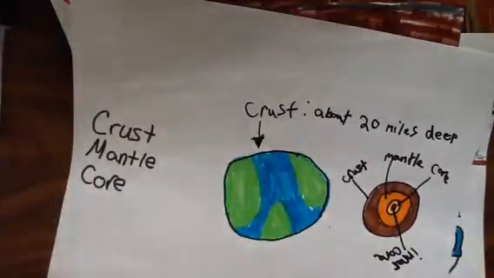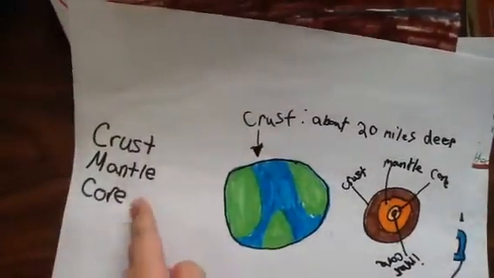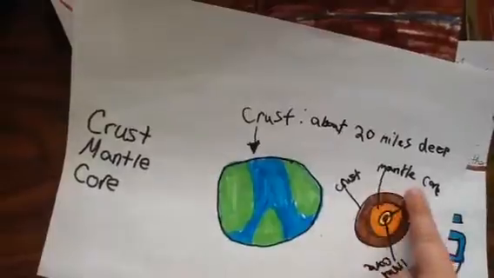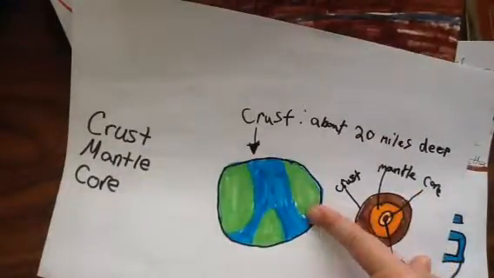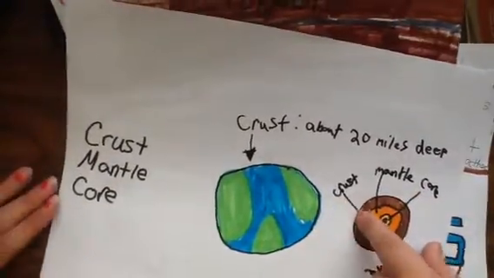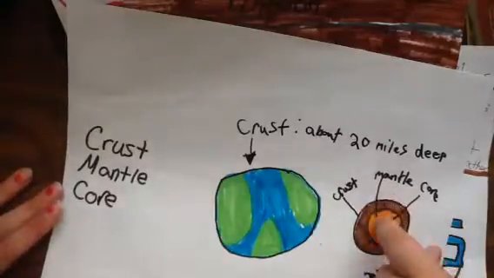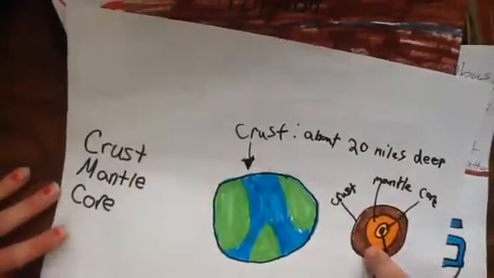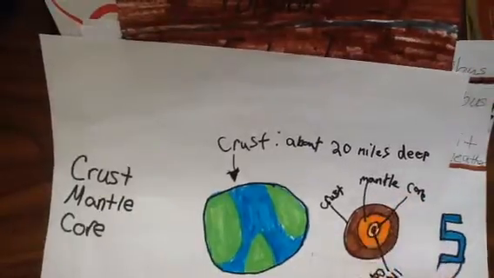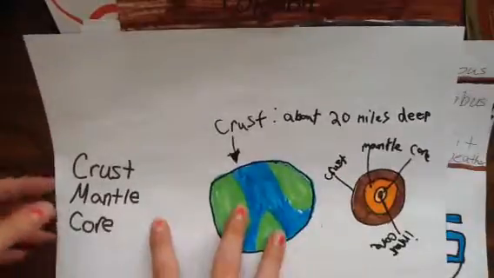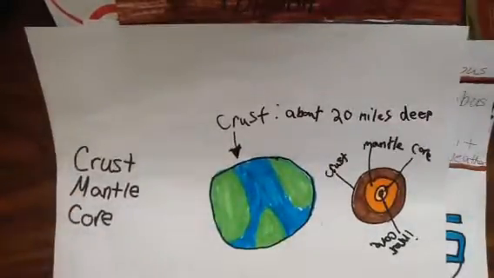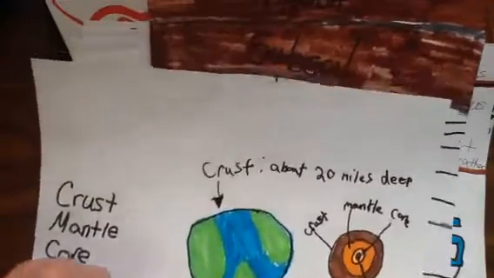Okay, here we have the crust, the mantle, and the core. The crust is about 20 miles deep in some places, but it can be shorter or much larger. So here we have the crust, which is the outer layer, the mantle, which is like magma. We have the core, and scientists cannot prove that there's an inner core, but some scientists believe that there is. There's not really a way to prove that there's an inner core unless you go into the core to find the inner core, and you won't really live that long.